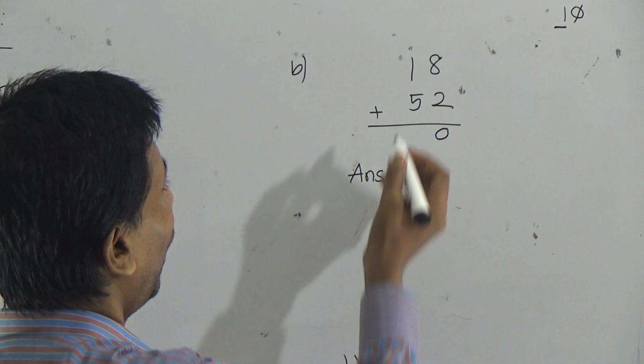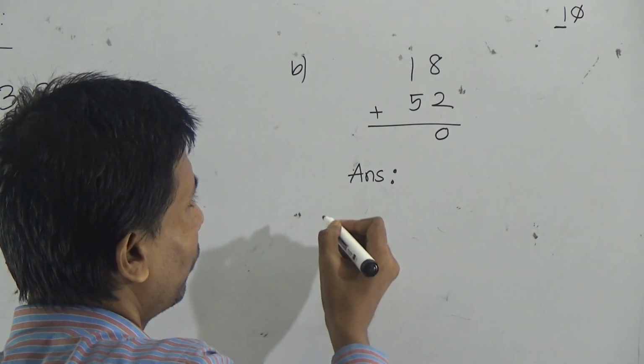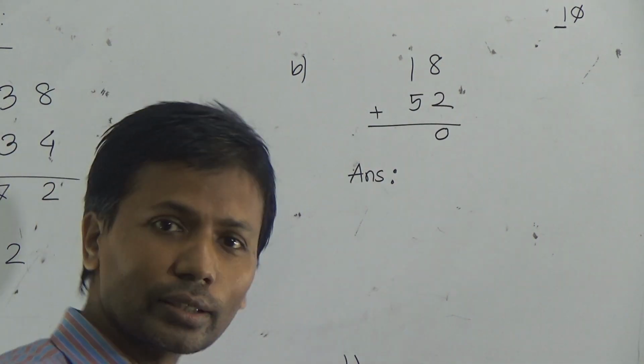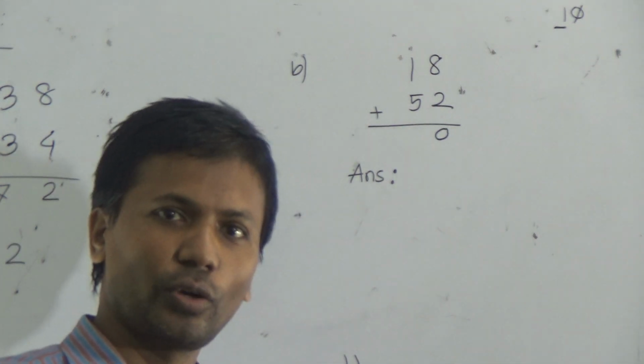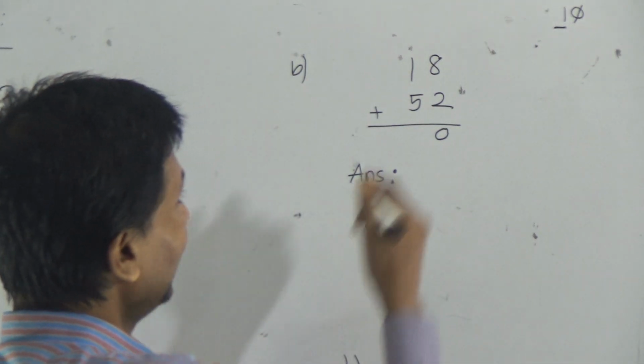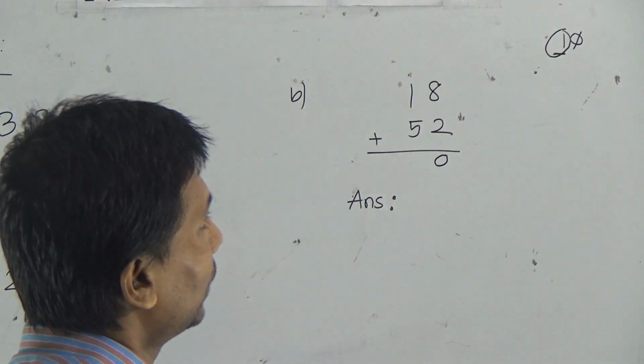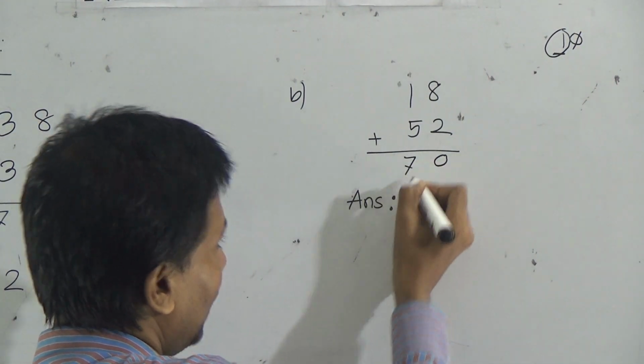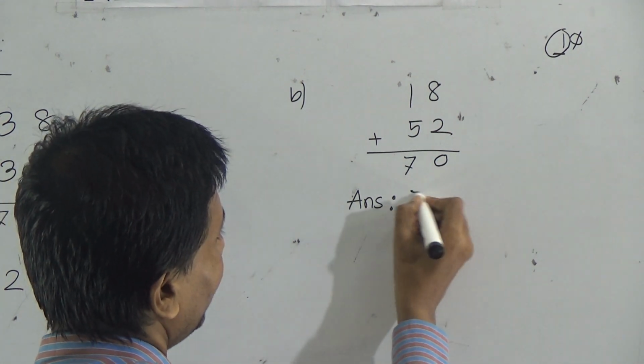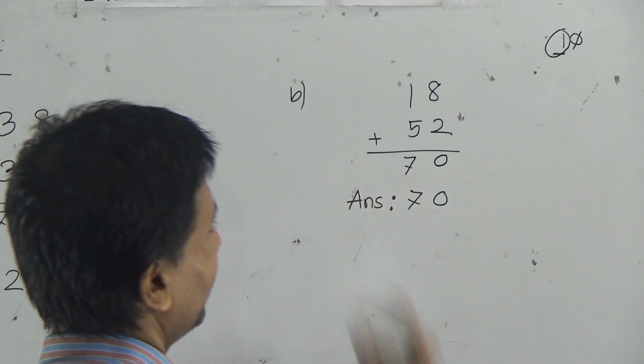Now 1 plus 5. 1 plus 5 equals what? You know, 1 plus 5 equals 6. 6, and you have 1 in your hand. This is equal to what? 7. Right here, 7. Now write the answer 7.